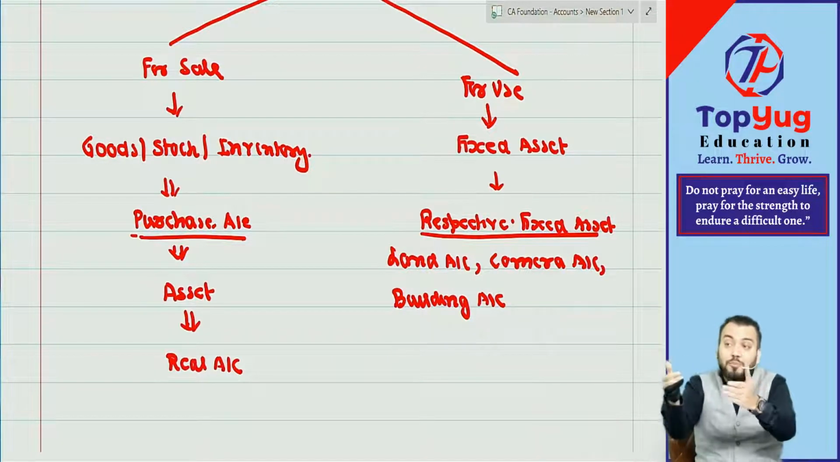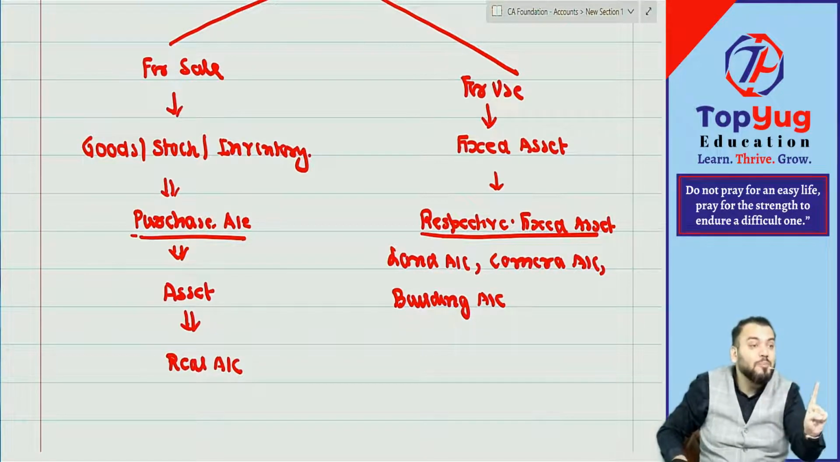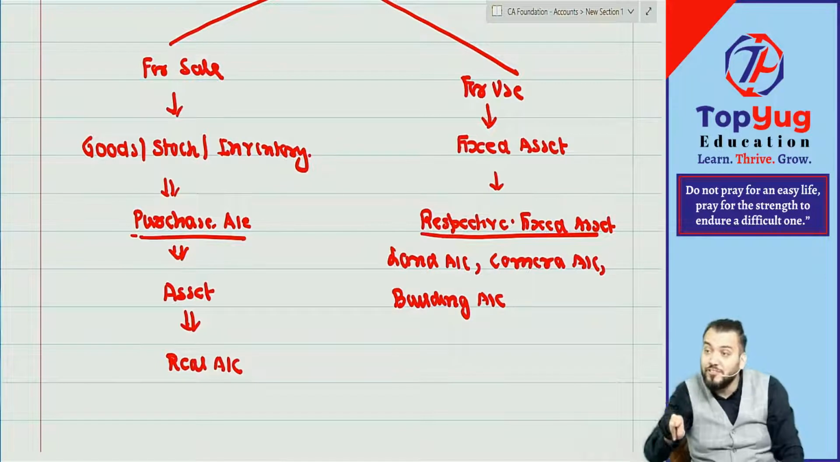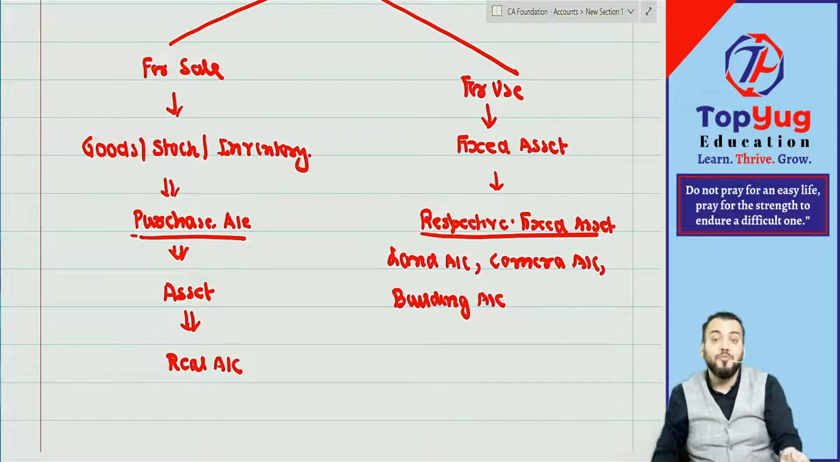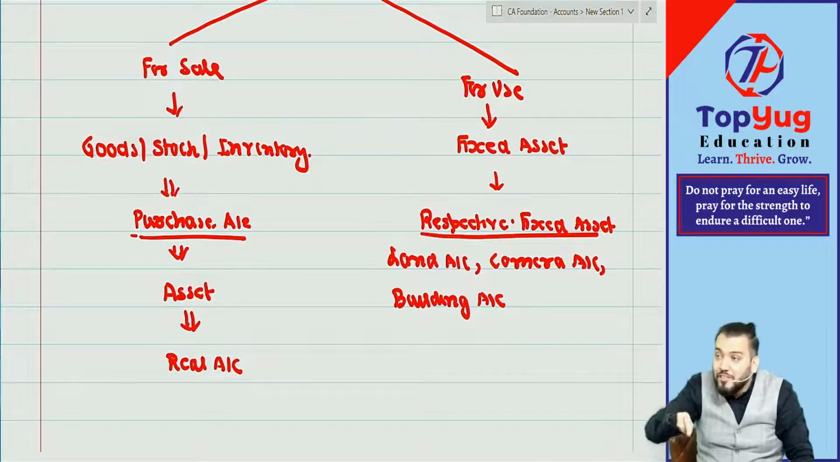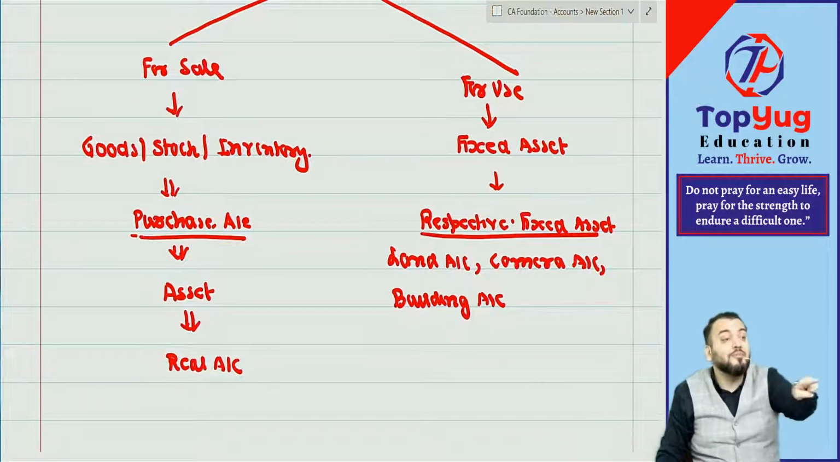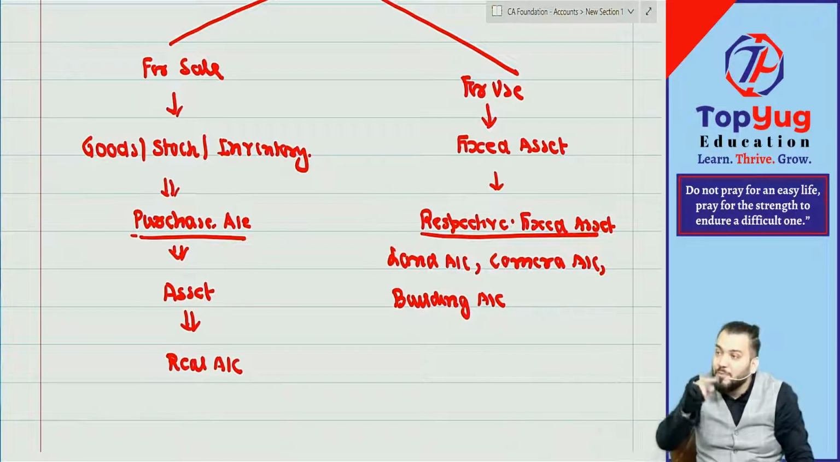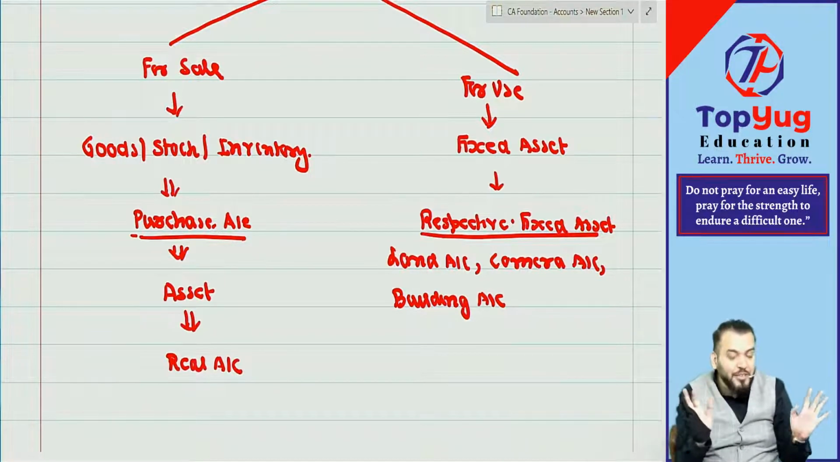One second. If you purchase furniture for sale, then which account will be opened? Purchase account. If you purchase furniture for use, then furniture account. If you purchase camera for sale, then which account? If you purchase camera for use, if you purchase mobile for sale, if you purchase mobile for use, mobile account. Understood? Have you understood? Yes, sir.